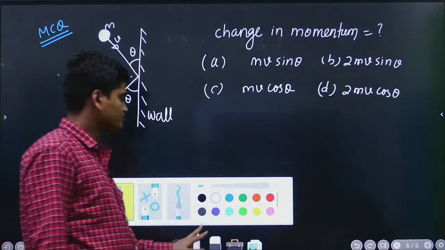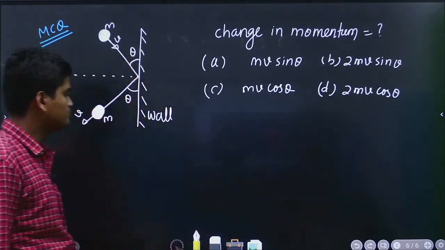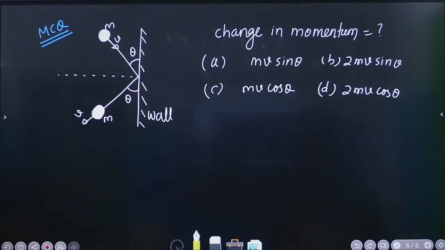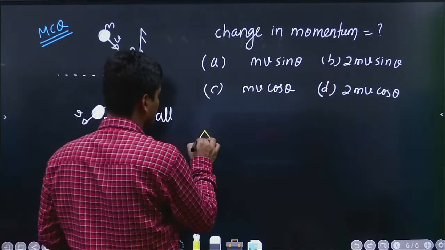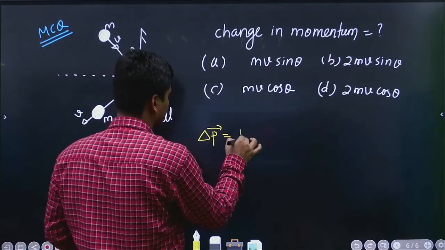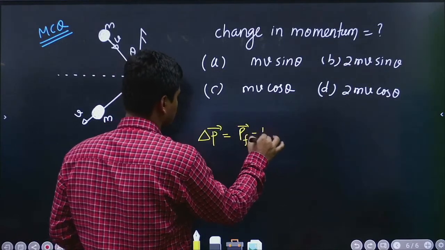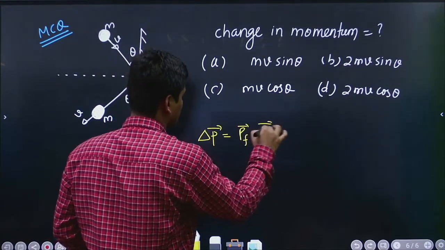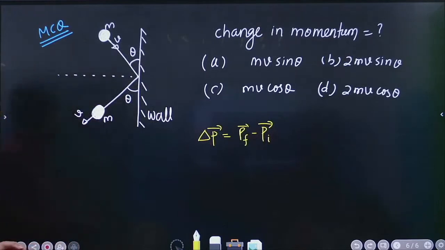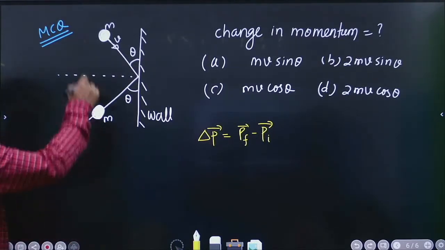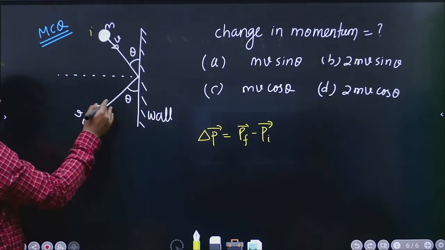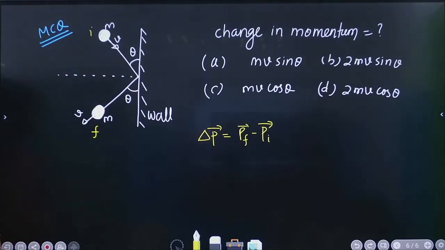Now understand what to do here. Change in momentum is nothing but final momentum minus initial momentum. So vectorially I am writing final momentum minus initial momentum. This is the initial case, and this is the final case.